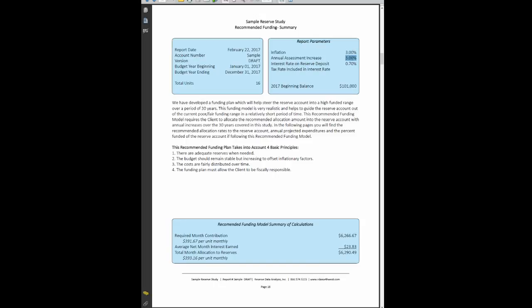However, some communities, if they're really poorly funded, maybe they want a funding model that has a 5% increase annually instead of 3%, so they can make up some of that difference or get to a higher percent funded range. Below that, just your interest. Like I said earlier, we have 1%. In this case, this particular community has a 30% tax rate on their interest, so it has a net of 0.7%. And it breaks it down below here, just per unit and whatnot. And some comments about the recommended funding model, as well as the basic principles that we follow when we set up these funding models in our reserve studies.